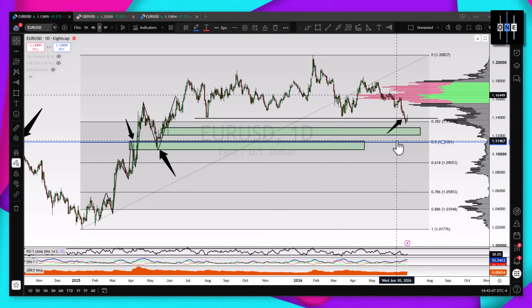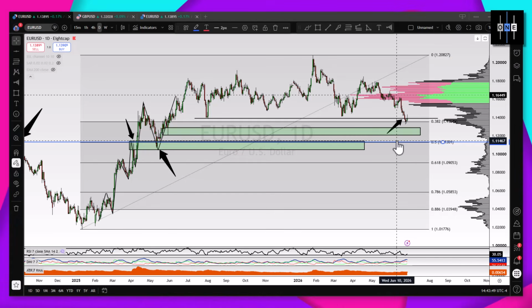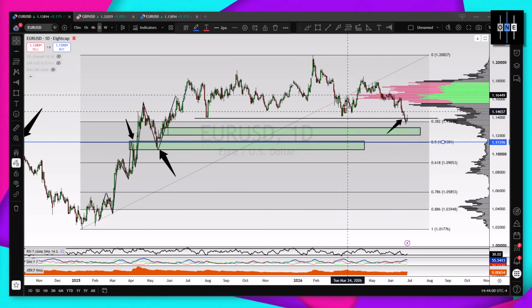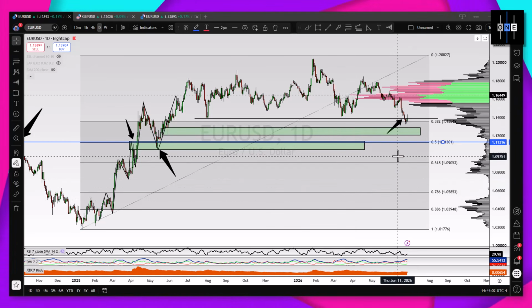Now, the 50% isn't technically a Fibonacci level, but it's a psychological level because as human beings, we like halves. It's very easy, right? Buy one, get half off. Ooh, I know what that means. So we enjoy it. So we have that there. Let's keep a note of that.